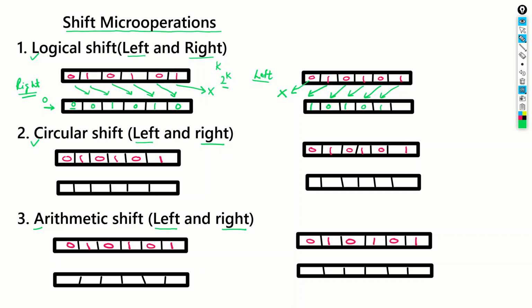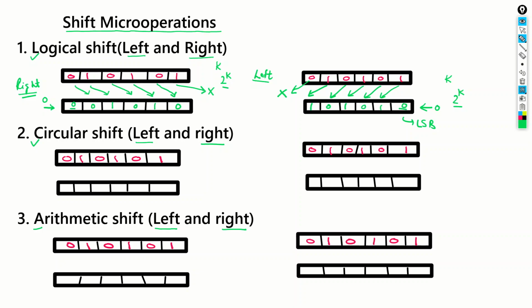Now we have a vacant position on this LSB, least significant bit, and that will be filled with 0 value. So after shifting this 010101 towards left one bit logically, I will get the bit string 101010 as an answer. Remember that whenever we are shifting logically left a bit string, if we are shifting k bits left, it means that we are multiplying the number by 2 to the power k.